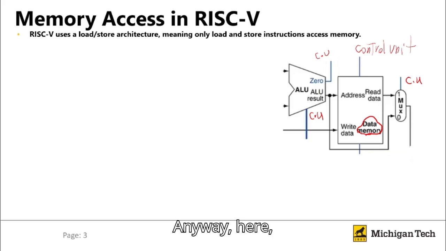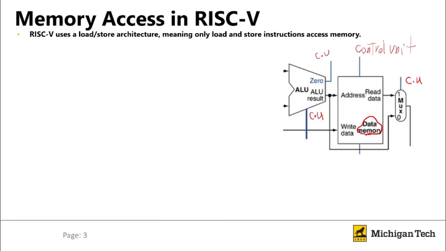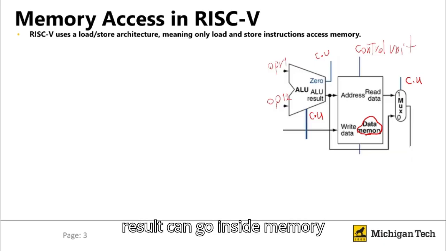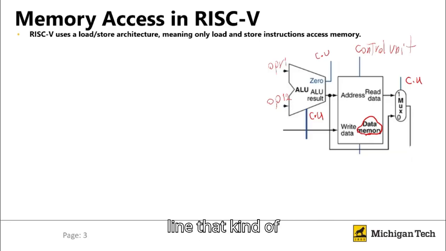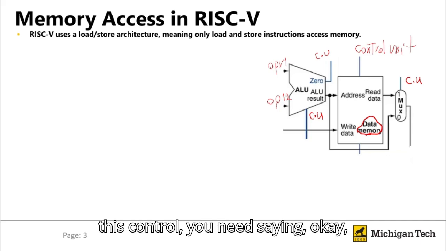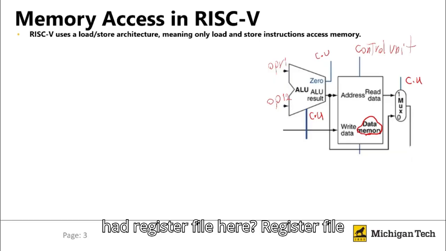Anyway, here the ALU is doing some operation, getting two inputs, for example register operand 1 and operand 2, and doing the operation, and the result can go inside memory or not. As you can see here, we have a line that controls memory. Based on this, the control unit says, okay, don't write it in memory, just write it back to the register file. Do you remember we had the register file here?